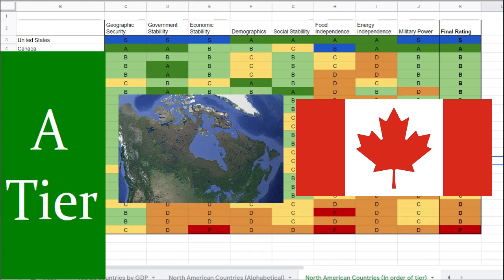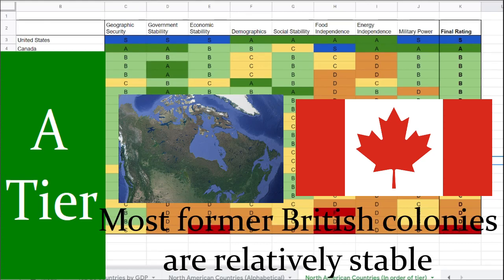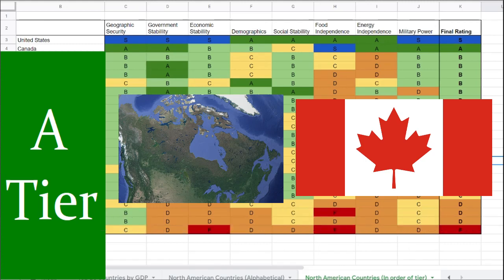Government stability, A tier. So obviously it's a liberal democracy, and it's a former British colony, and you'll see a theme throughout the rest of this video that former British colonies have the most stable democracies relative to other nations. So positive things are it has a liberal democracy, fair elections, and a constitution that restricts government power.